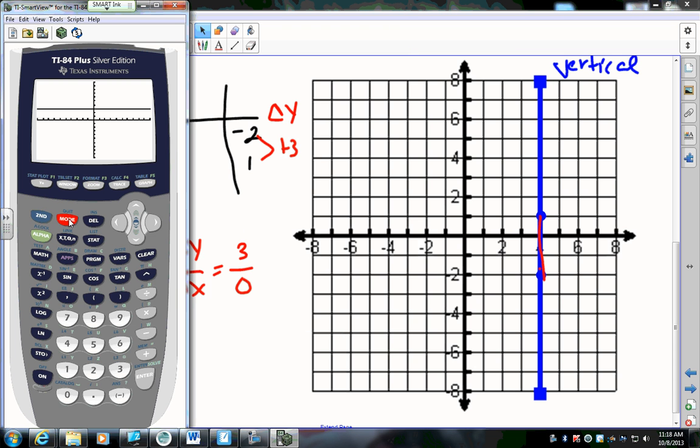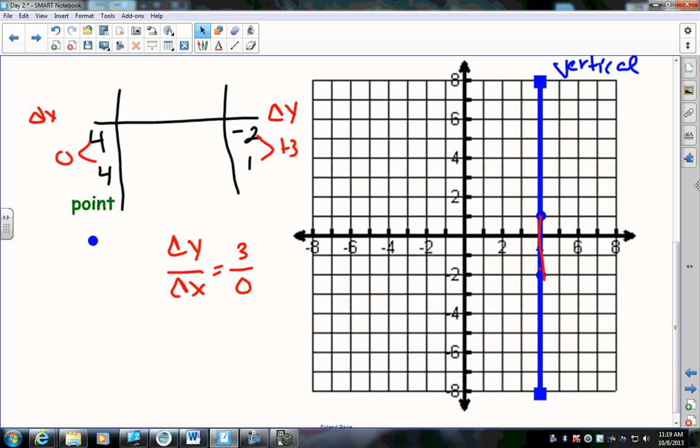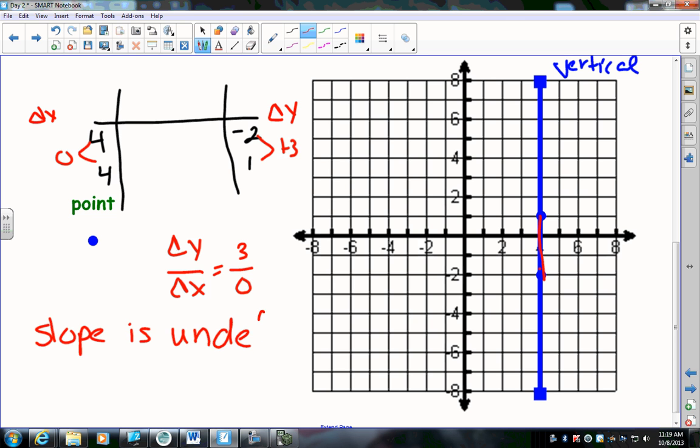Go into that home screen and put 3 divide 0. It says error. You can't divide by 0, right? That's saying you have 3 candy bars for no one. How do you divide up the candy bars? You can't. Okay? You cannot divide by 0. So, in this case, the slope is what's called undefined. And that's your answer. When they ask you what is the slope, you say undefined.